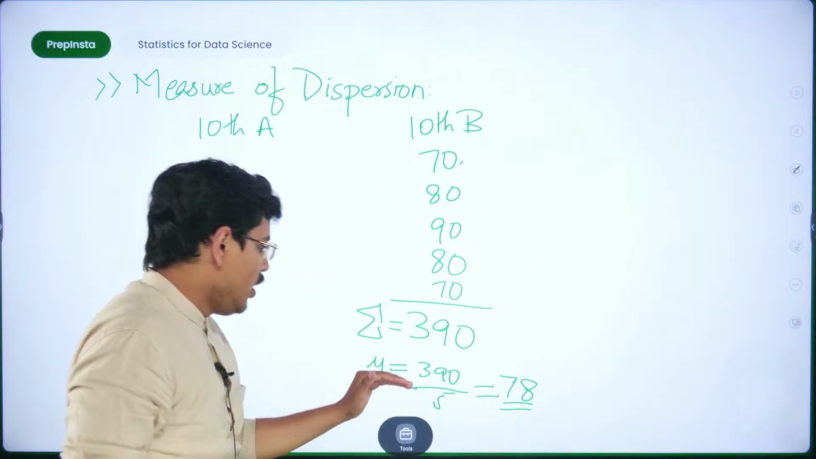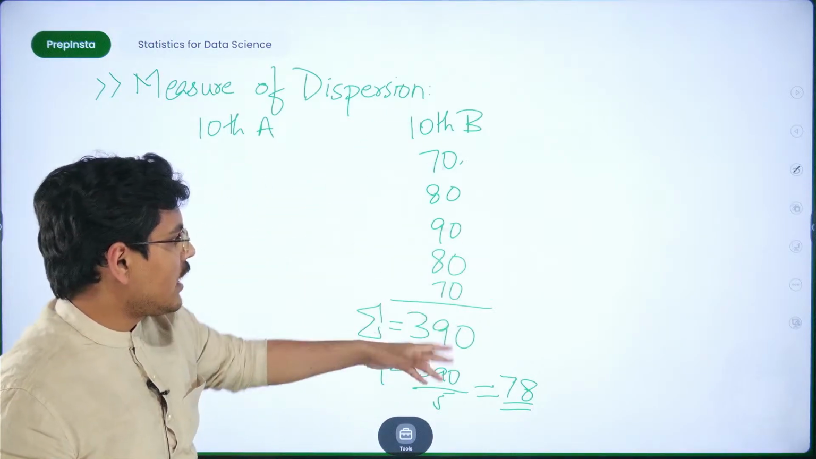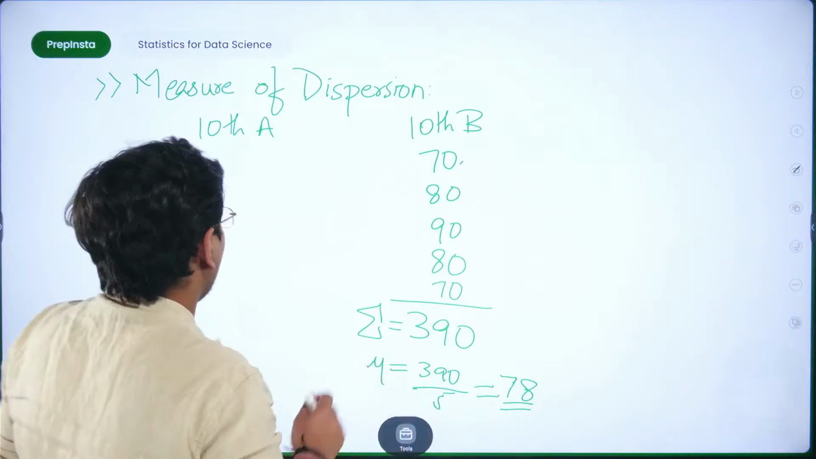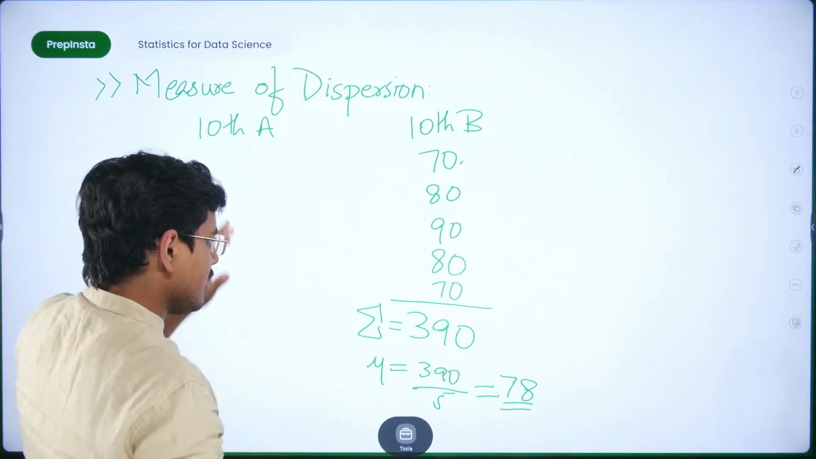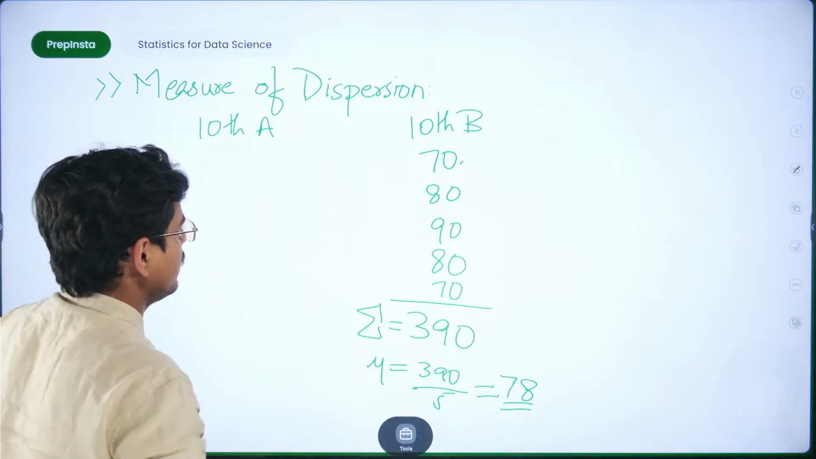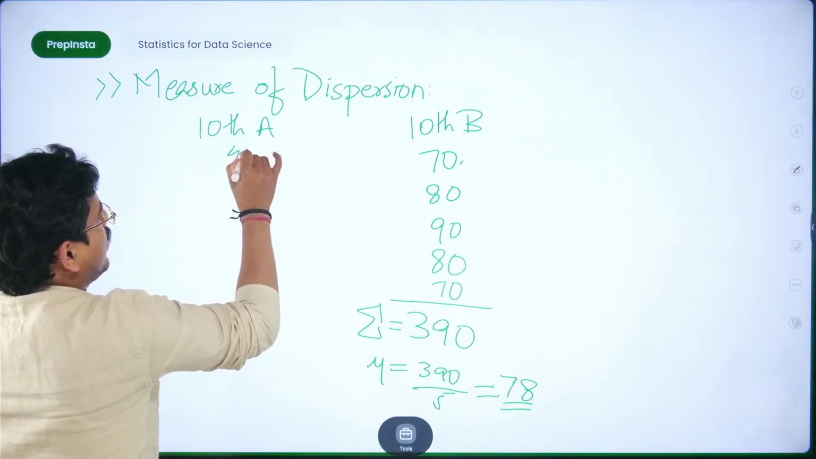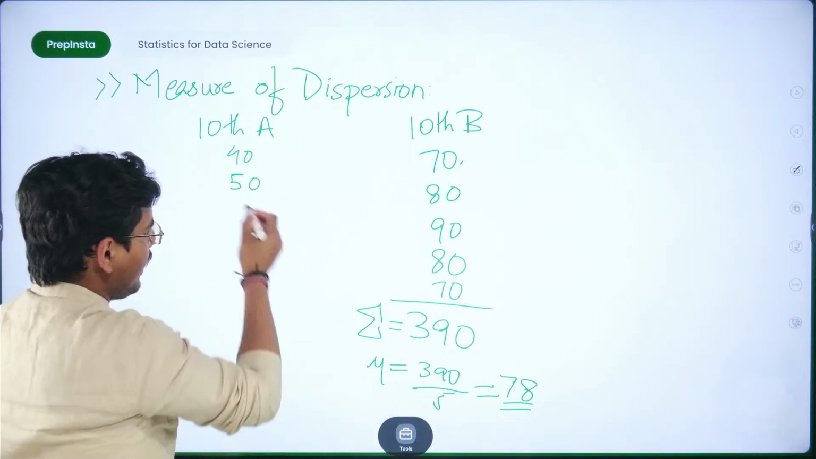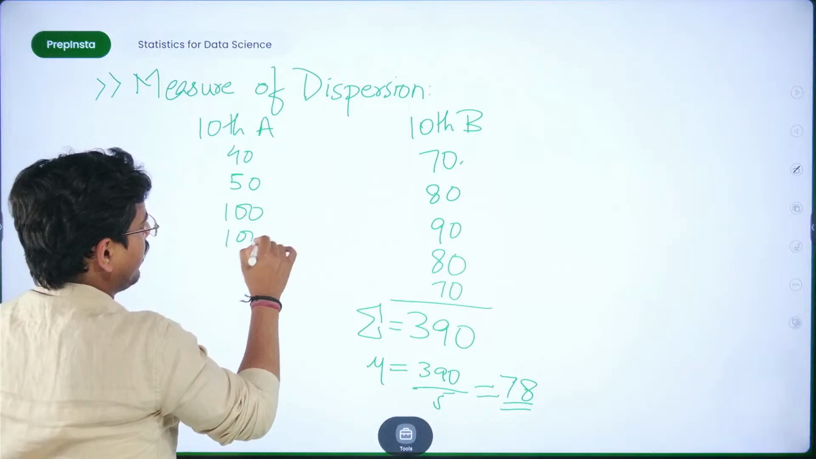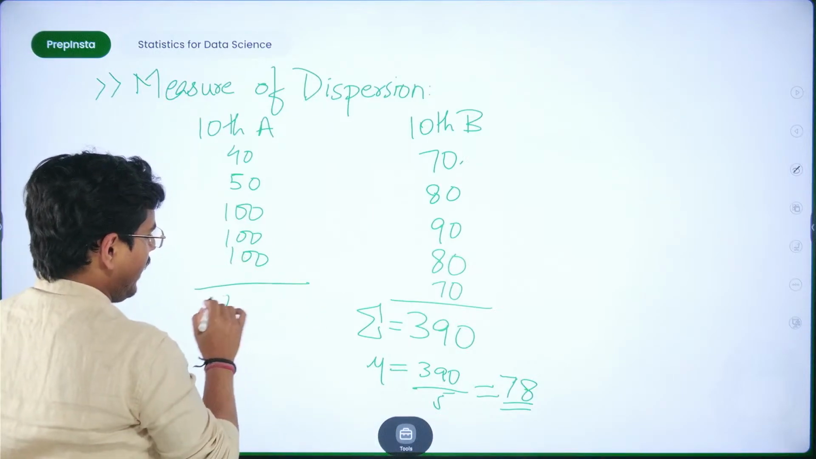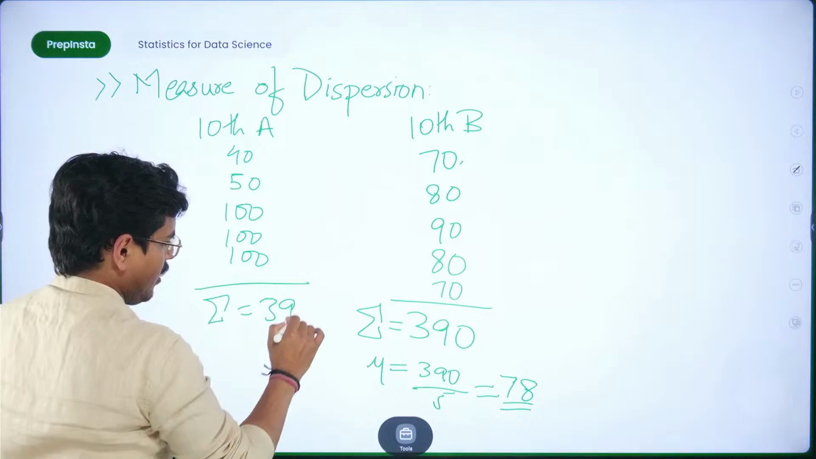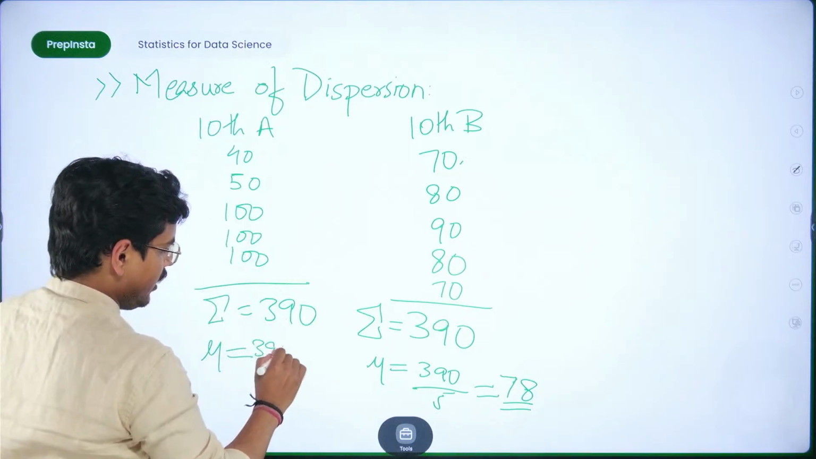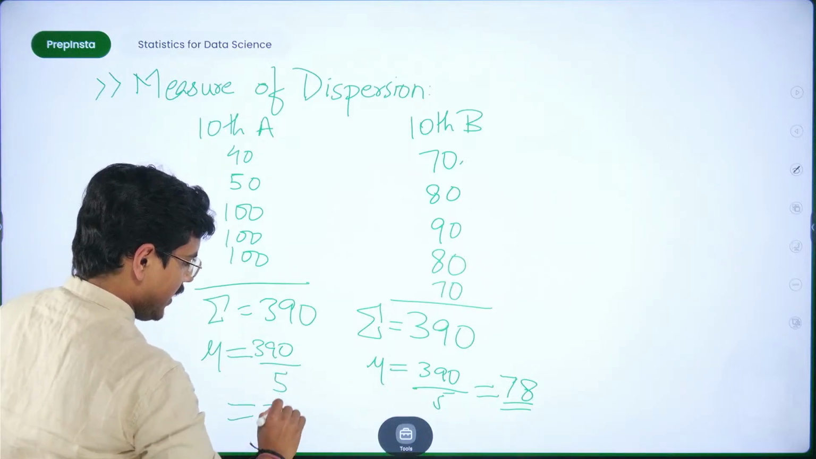Now mu is here, the average that I calculated for 10th B is 78, that works. Now let's go to 10th A and let's see what is happening here, fine. There is one person who has 40 marks here, one person who has 50 marks, and then 3 people who have 100 marks, fine. And again, the sum is 390. If I calculate the mean, it is again 390 by 5, and again 78.